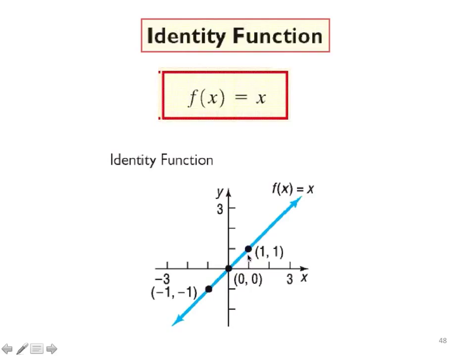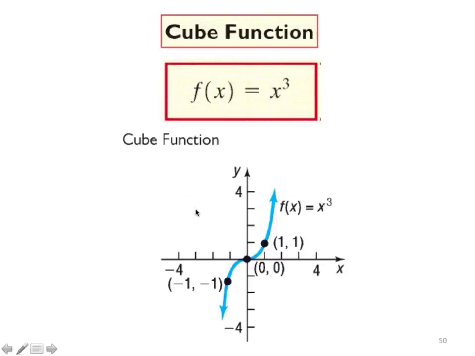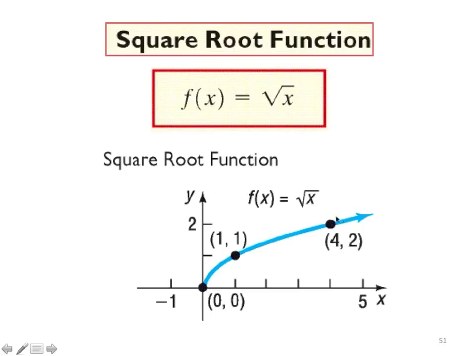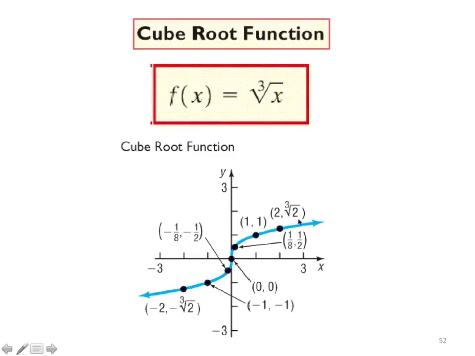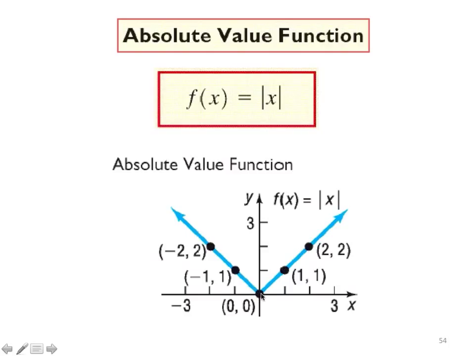Identity function looks like this. It's just a line that creates basically a 45-degree angle with your x-axis and your y-axis here. The square function is a parabola, okay? Cube function looks kind of like a sideways elongated S, okay? Square root function is like half of a sideways parabola. Cube root function actually looks very, very similar, except it has a piece in the third quadrant as well. Reciprocal function has kind of this little U shape over here and a U shape also in the third quadrant. Absolute value function is easy to remember because it's shaped like a V and you have a V in the name.